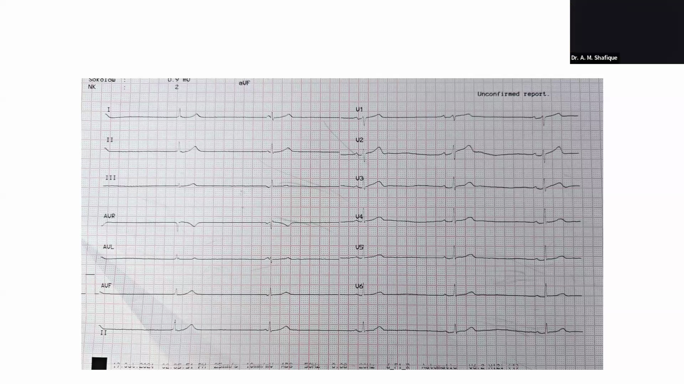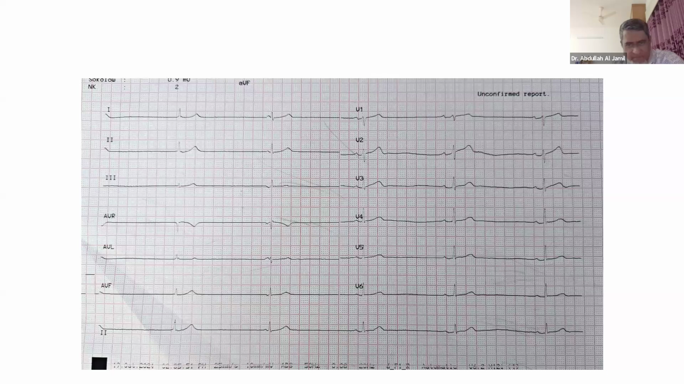Yes, sir. May I comment? Sure, sir. I think the PP intervals are fixed as well as the RR intervals are fixed, but the PR interval is not fixed. The PR interval is variable. So complete heart block should be considered first. Right, sir. In the first complex, probably the P wave falls just after the R wave. So PP interval is fixed and RR interval is fixed, and the atrial and ventricular rates are probably near to each other.